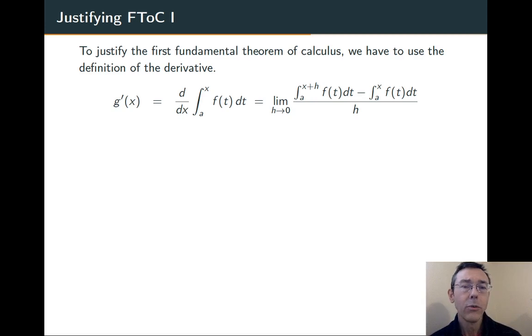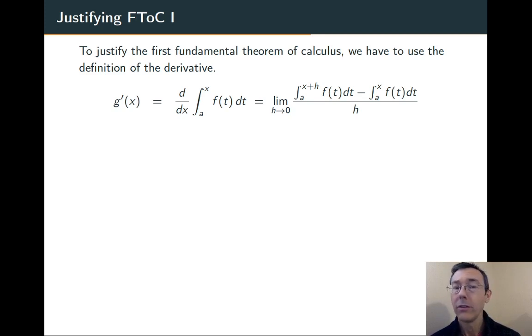Let's actually go through the justification here. Not quite a proof, but a justification at least, because I think it's actually enlightening to see this, unlike some proofs that are just more formal. Also, it's going to give us a chance to review our limit definition of the derivative. So we want to do g prime of x. We're going to be differentiating this accumulation function.